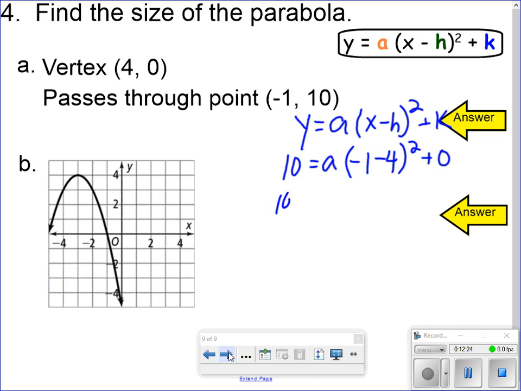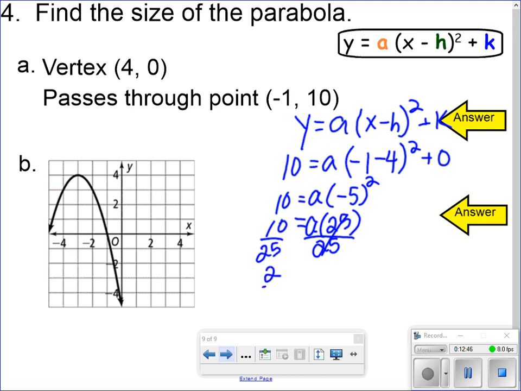And then I'm going to solve it for A. So I have 10 equals A times -5 squared plus 0. I don't need to write the plus 0. A times 25 equals 10. Divide both sides by 25, so that A is by itself. You get 10 over 25, or 2/5 is equal to A. So I know that the size of my parabola is 2/5. A is 2/5.